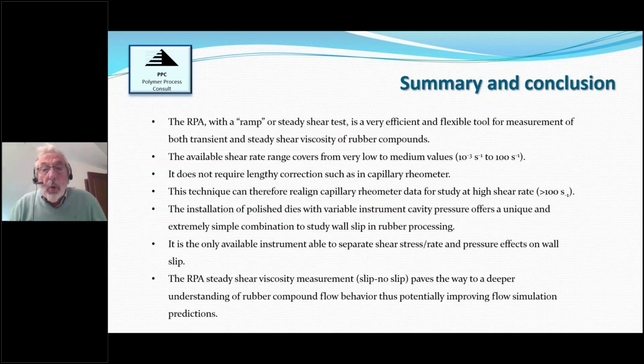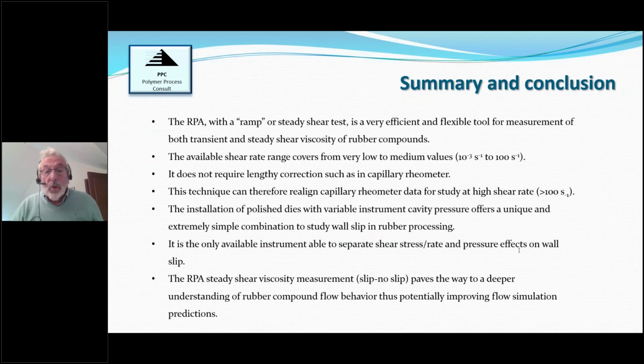So just for conclusion, the RPA with a ramp or steady shear test is a very efficient and flexible tool for measurement of both transient and steady shear viscosity of rubber compounds. It has been really designed for that. The available shear rate range covers from very low to medium values, almost 5 decades of shear rate, which is not too bad. And it does not require lengthy corrections, such as in the capillary rheometer. The technique is therefore able to realign capillary rheometer data for study at high shear rate if necessary.